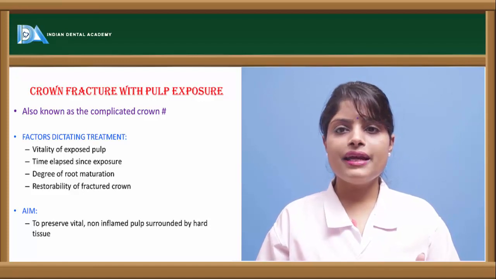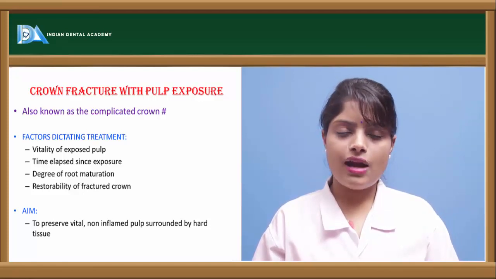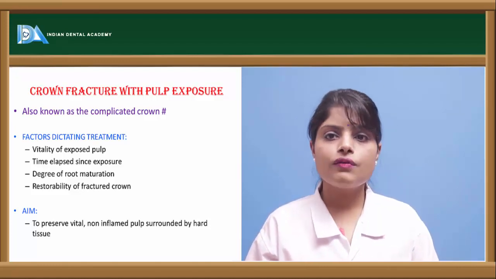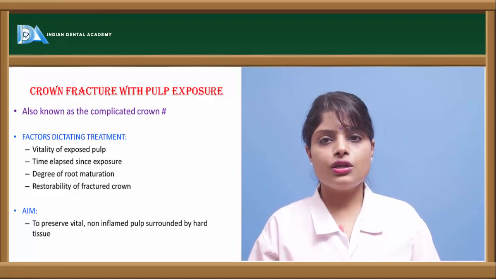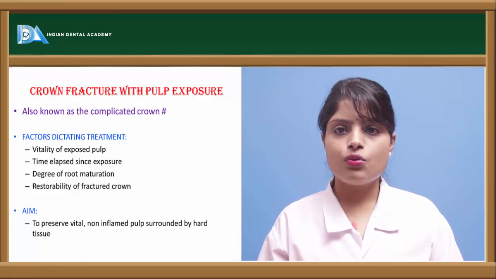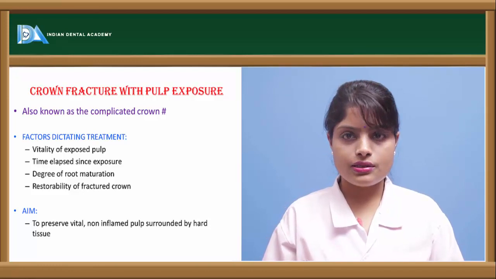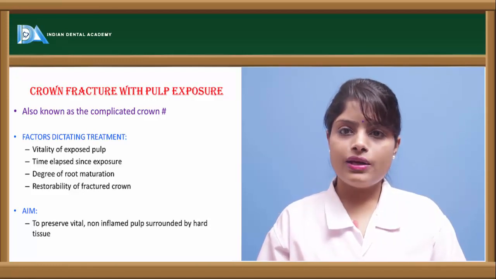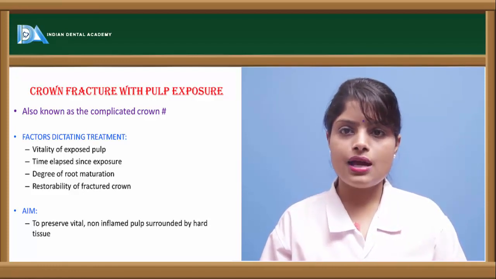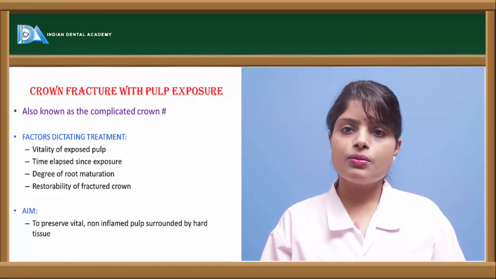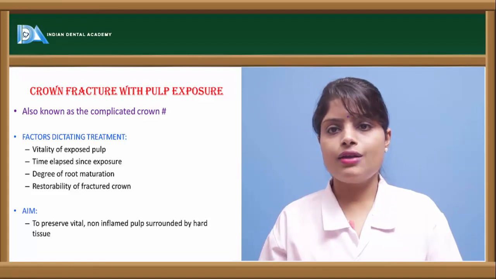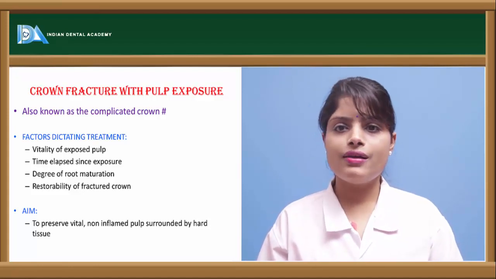Now coming over to the complicated crown root fracture, that is, fracture of the enamel and dentine with exposure of the dental pulp. This is one of the most complicated forms of fracture, which involves a wide array of treatment depending on the factors involved. The basic factors are whether the tooth is vital or non-vital, and the time elapsed before the trauma is reported to the dental clinic, whether immediately or after a large span of time, after 24 hours, 6 hours, 12 hours, etc.